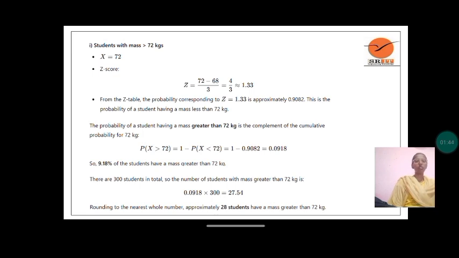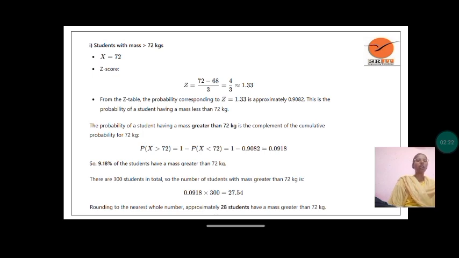X equals 72, z equals 72 minus 68 divided by 3 equals 4 by 3 equals 1.33. From the z table, the probability corresponding to z equals 1.33 is approximately 0.9082. This is the probability of a student having a mass of less than 72 kgs. The probability of a student having a mass greater than 72 kgs is the complement of the cumulative probability for 72 kgs.